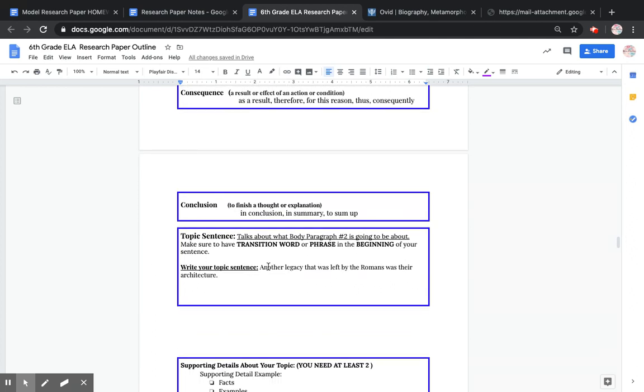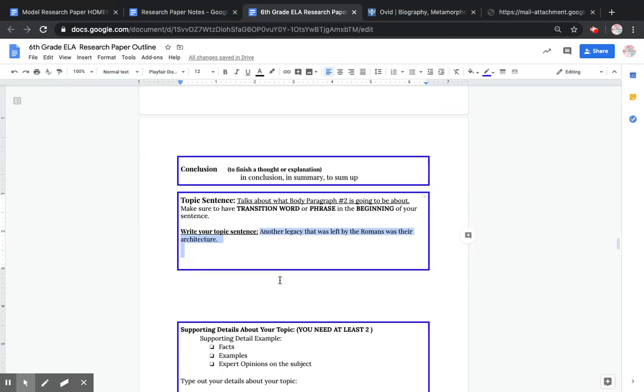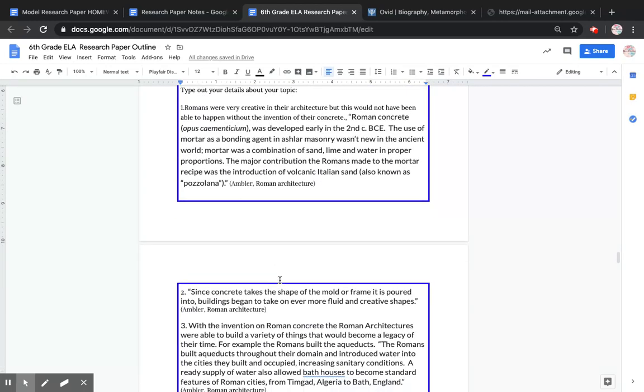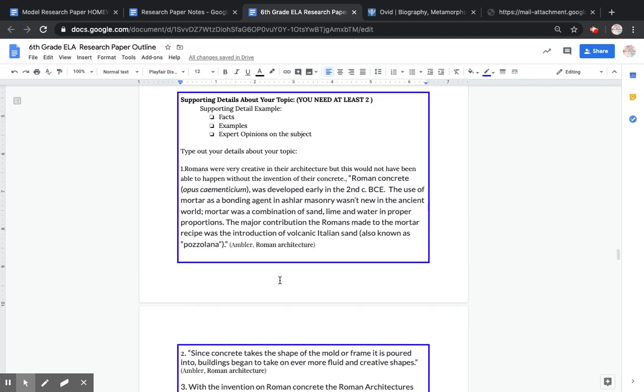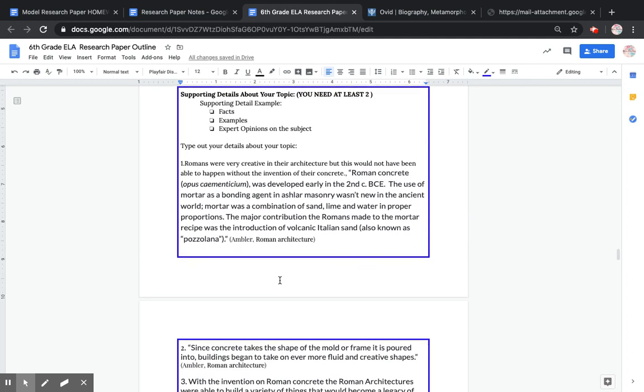So I have my topic sentence here: "Another legacy that was left by the Romans was their architecture," because I want to talk about the topic of body paragraph 2, which is their architecture. And right here I have a number of facts and examples that I wanted to use, because the architecture I found was the most interesting for me.